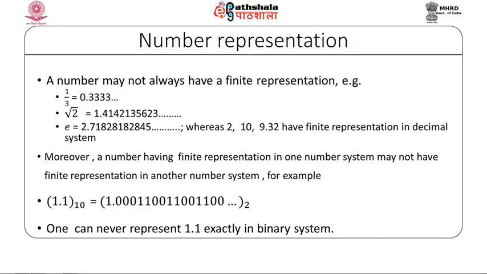But the second point to be noted is, even if a number has finite precision in one particular number system, it need not have finite precision in another number system. For example, 1.1 in the decimal system is 1.1, but if you represent the same 1.1 using base 2 in the binary number system, it goes on 1.0001100110011000, with 1100 recurring, and it does not terminate.